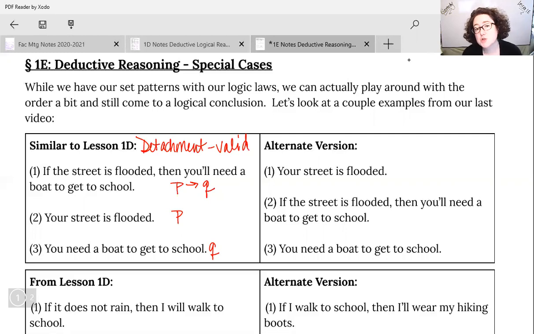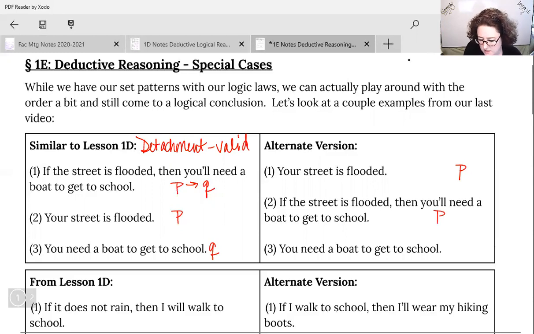So another version that we could see of this is look at the alternate version on the right-hand side. So another way that you could see this, and it still makes a valid conclusion with that statement 3, is start with your street is flooded, and then your second sentence says, if the street is flooded, then you need a boat to get to school. So if I look at the order and I do my labels, well, we already labeled your street is flooded. That was our P statement before. If the street is flooded, then you'll need a boat to get to school. Well, we label that as if P, then Q.